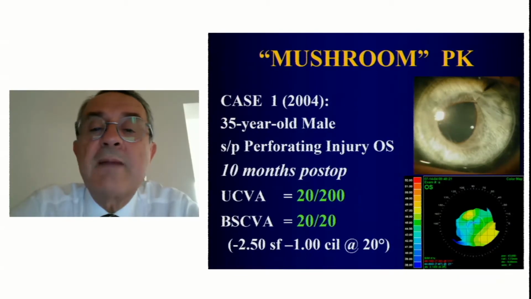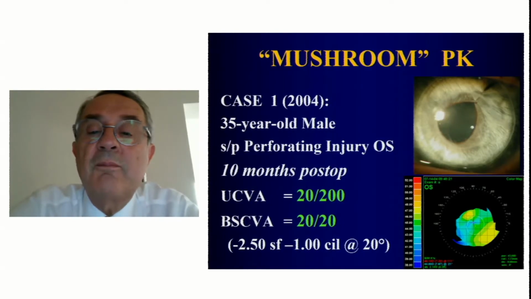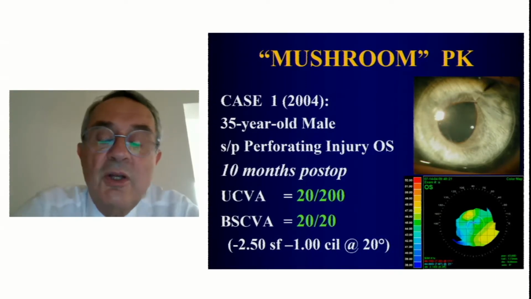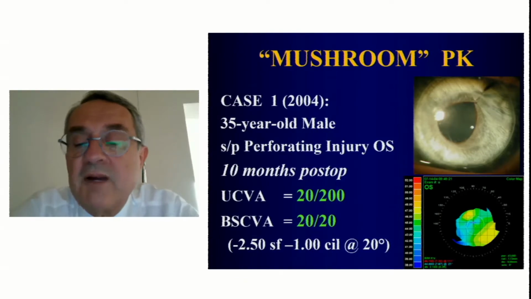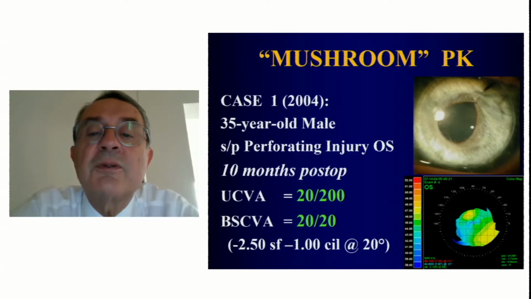Just to conclude, a few examples. This was a professional tennis player that had a car accident. We did a mushroom keratoplasty on him, and you see that as early as 10 months after surgery, we removed all the stitches. He had 20/20 vision with a minimal amount of cylinder, and he stayed like that for the next 10 years.